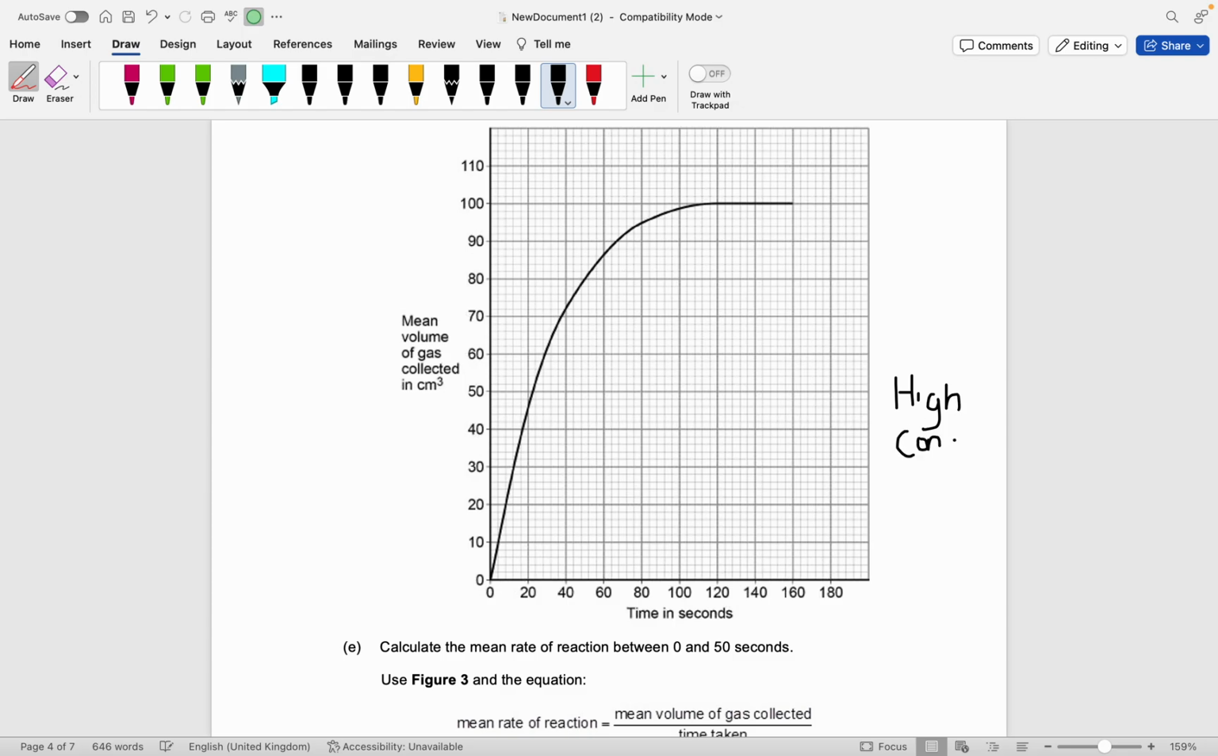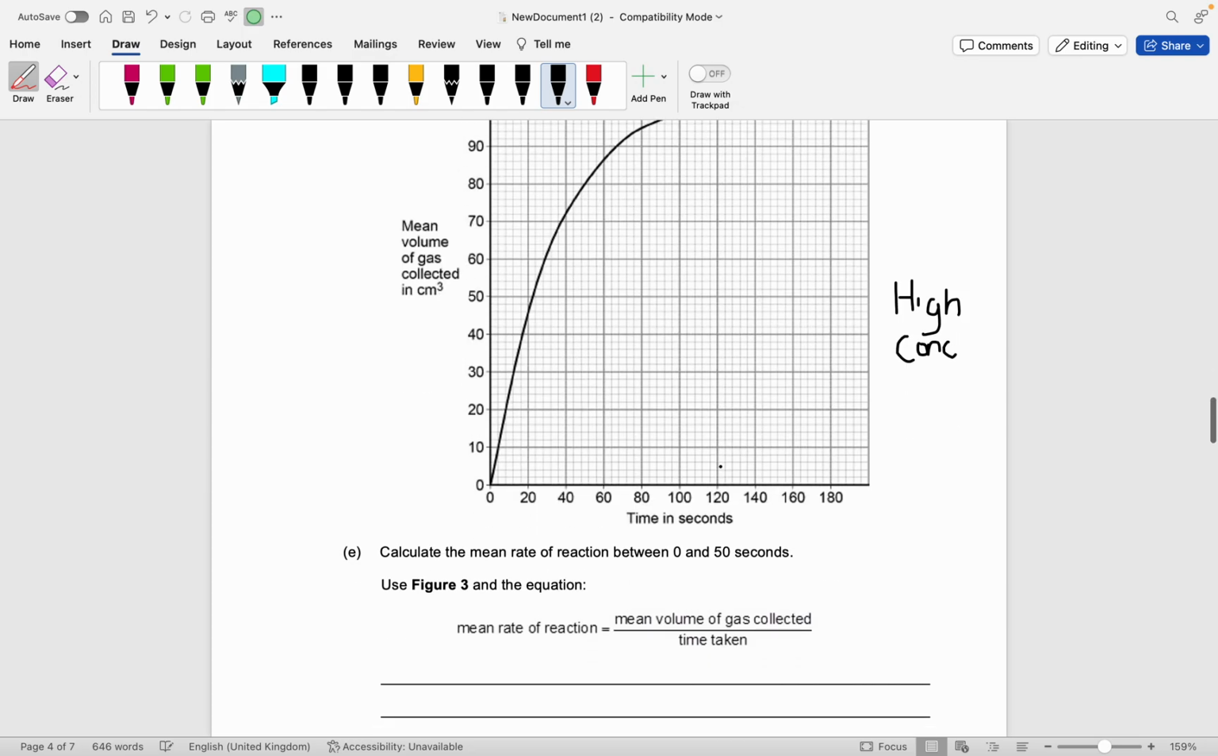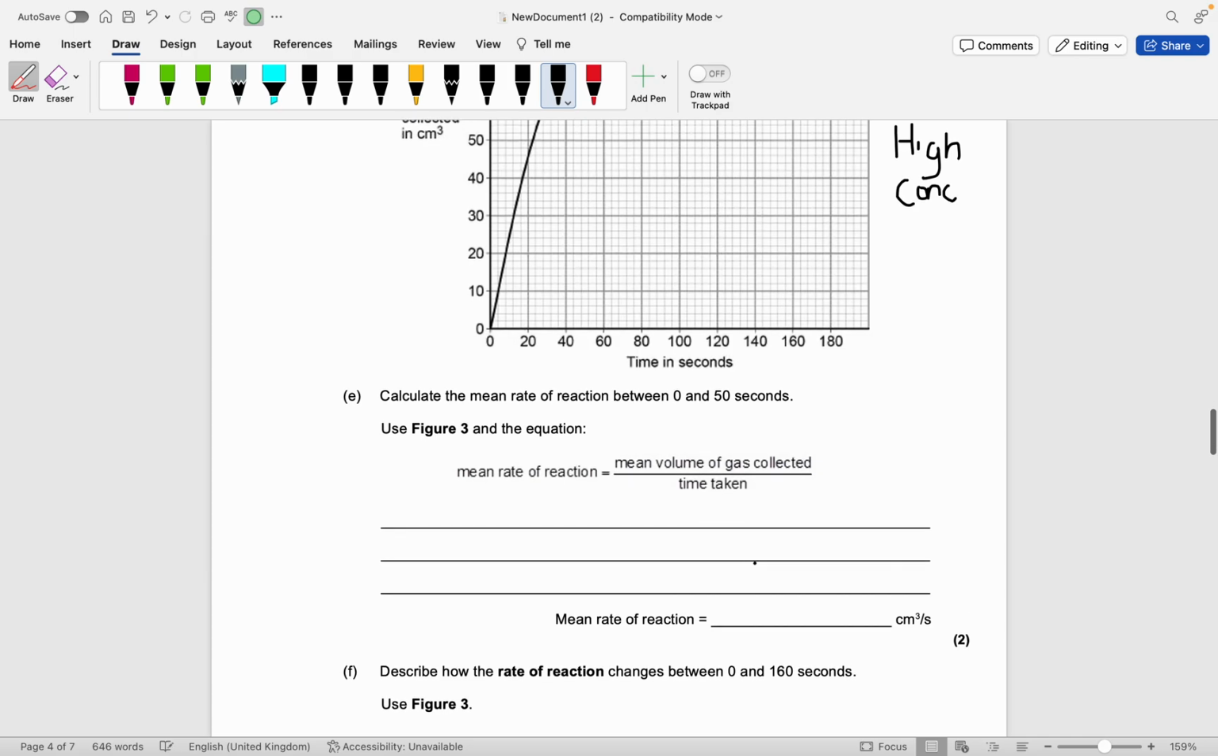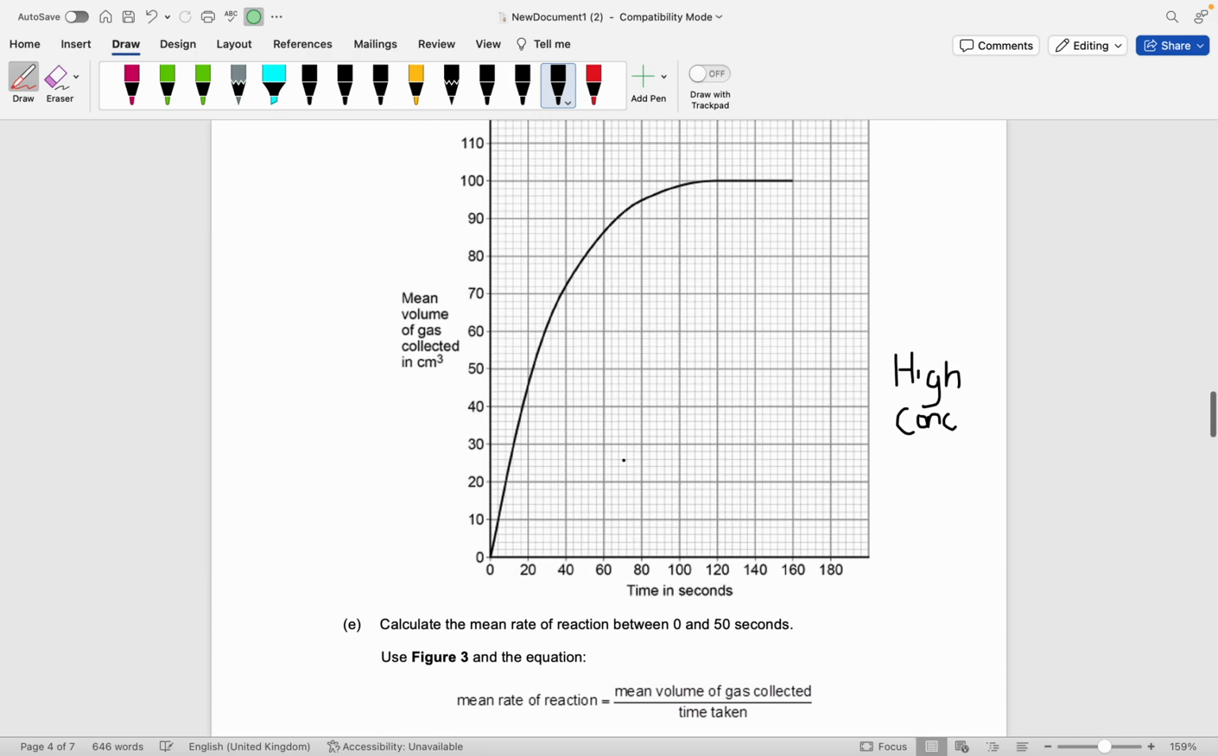Okay. High concentration. It then says on this one, calculate the mean rate of reaction between 0 and 50 seconds. Use figure 3 and the equation below. So the mean rate of reaction is the mean volume of gas collected divided by the time taken. And we've got to use this graph to help us.